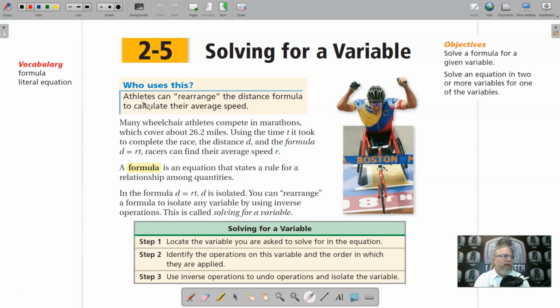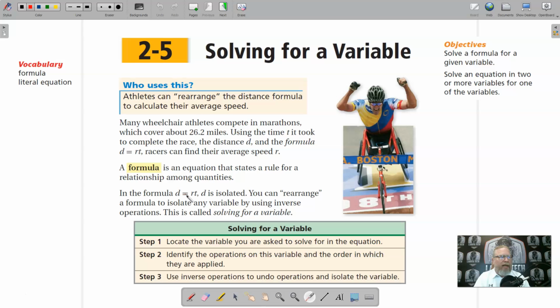So who uses this? Athletes can rearrange the distance formula to calculate their average speed. Many wheelchair athletes compete in marathons, which cover about 26.2 miles. Using the time, represented with the variable t, it took to complete a race, and the distance, represented by the variable d, and the formula d equals r times t, racers can find their average speed, which is represented by the variable r. A formula is an equation that states a rule for a relationship among quantities.